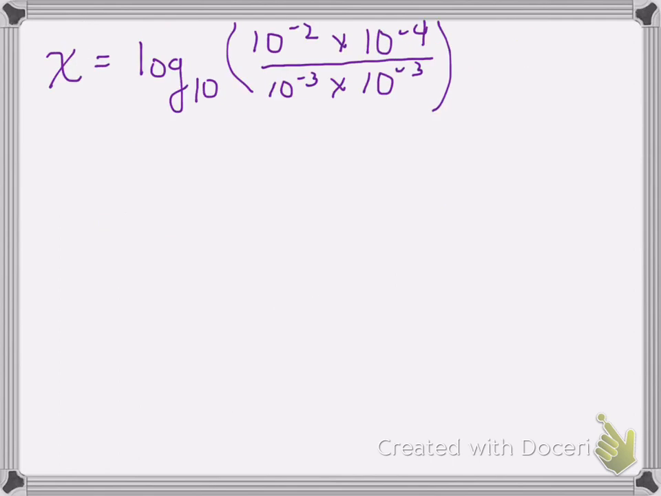So let's do one more problem, and this is basically the end of it. Once you understand this, I think you got it. Let's do this calculation. Let's determine the log base 10 of 10 to the minus 2 times 10 to the minus 4 over 10 to the minus 3 times 10 to the minus 3. Let's see if you can determine that. So pause the video, do the calculation, then come back and I'll talk you through it.